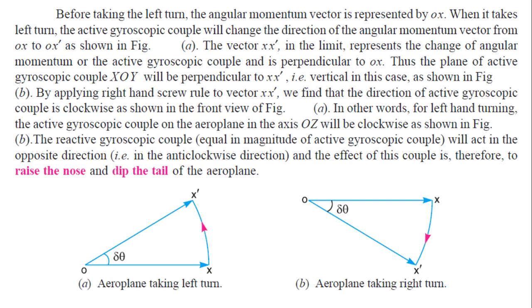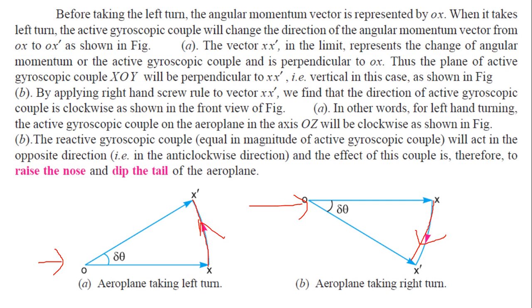Okay, and if you consider the right turn, you can see OX is the initial, and when it takes a right turn, it will be moving from this direction. So this is about the right turn, and moving from this side. From here it is taking the left direction, and here when taking the direction from here, it is moving in the right side. So both cases are shown here.